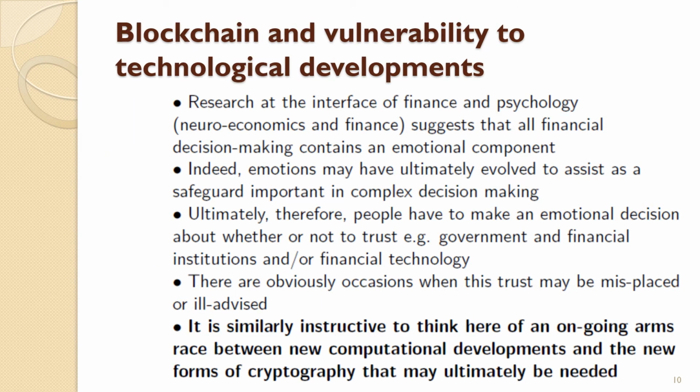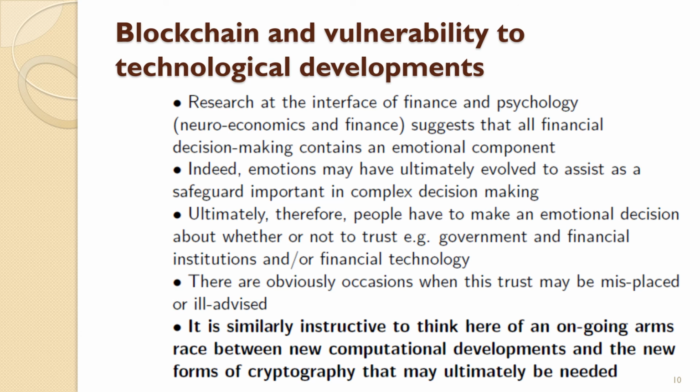So one important thing to say here at this juncture is that blockchain and Bitcoin and other cryptocurrencies are potentially vulnerable to a whole host of technological developments. So research at the interface of finance and psychology, indeed in particular neuroeconomics and finance, suggests that all financial decision making contains an emotional component. Indeed, from an evolutionary perspective, emotions might have evolved and might be important to assist as a safeguard in complex decision making. Ultimately, therefore, people have to make a fundamentally emotional decision about whether or not to trust things like government and financial institutions and or new digital financial technologies.